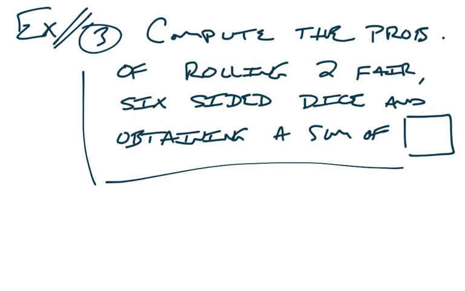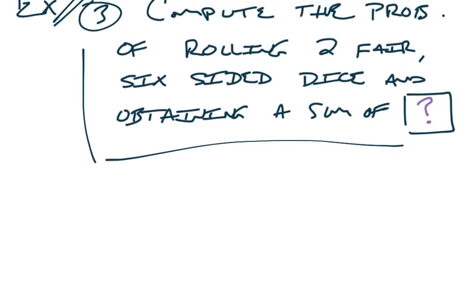All right, so we're gonna do them all as we go. That is a horrendous question mark. That's a little better. A sum of whatever. All right, so we're gonna figure out what are the plausible sums here, and we're just gonna figure out the probabilities of all of them while we go.